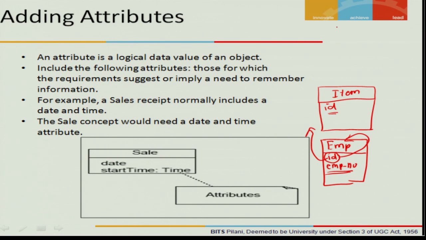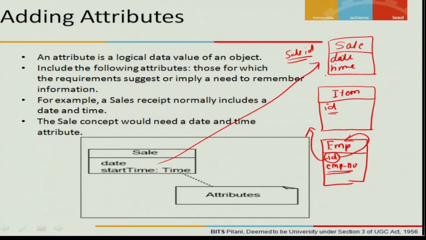If you say sale transaction, sale is one of the domain concepts. So what can be the attribute of sale? Here you should not think about sale ID, because this is a programming attribute, not a domain attribute. So what can be the domain attribute? The date at which the sale is happening, the time at which the sale is happening. So date and time we identify as attributes of sale. In this way, all the attributes you need to add into the domain concept.